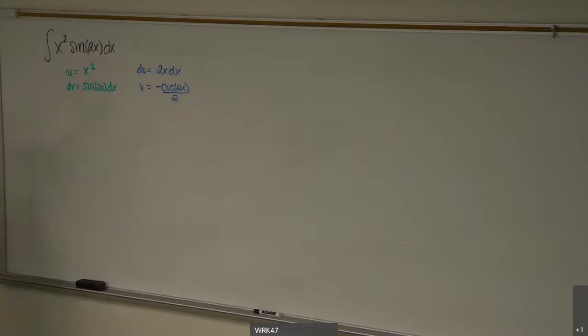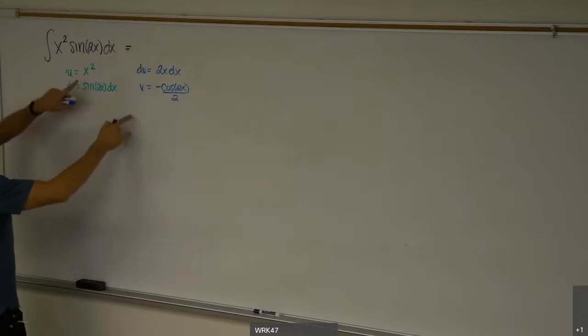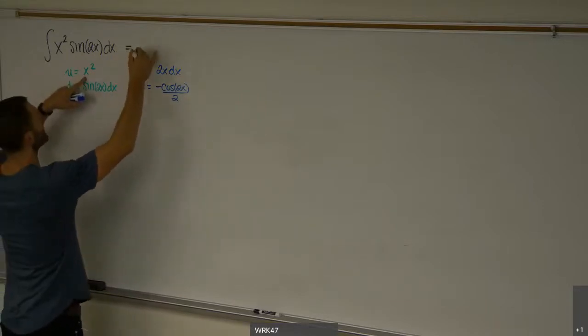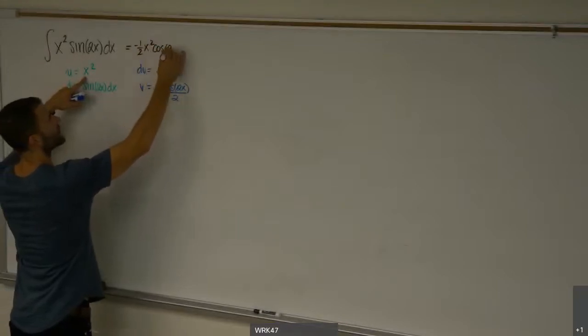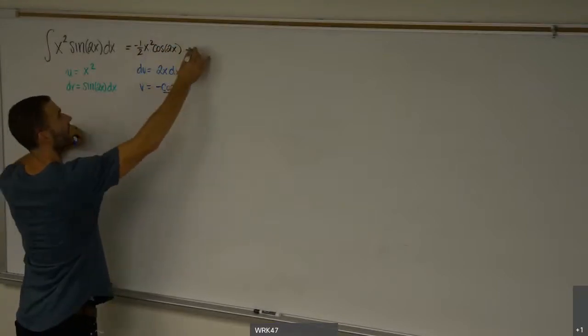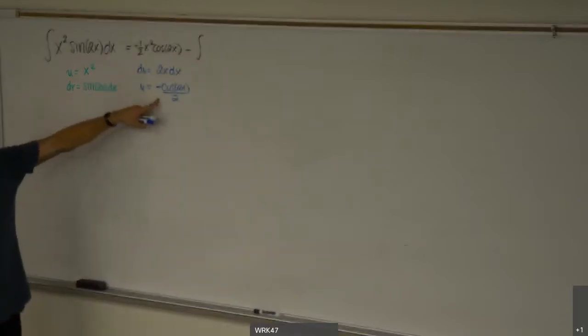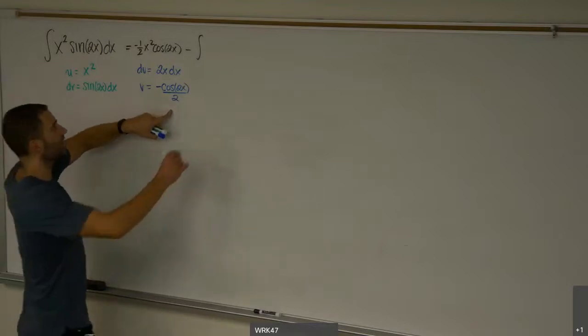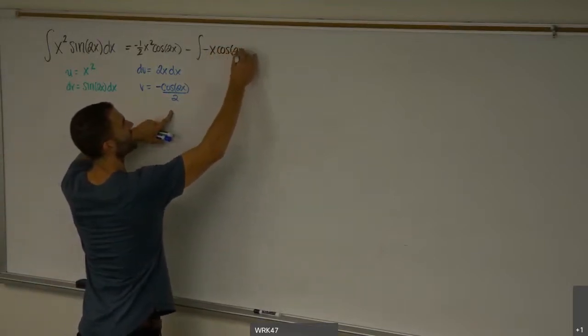And therefore I get a new integral, and also part of my answer for free. And so part of my answer I get is u times v. So in this case we get negative 1/2 x squared cosine of 2x for free, minus a new integral. And my new integral is the product in blue. Well, in this case the 2's cancel, which is nice, giving me negative x cosine of 2x.